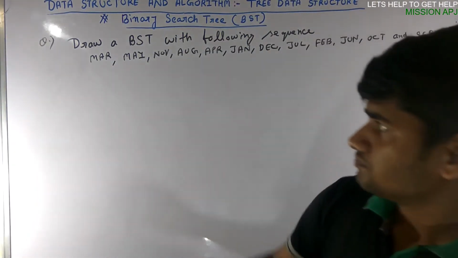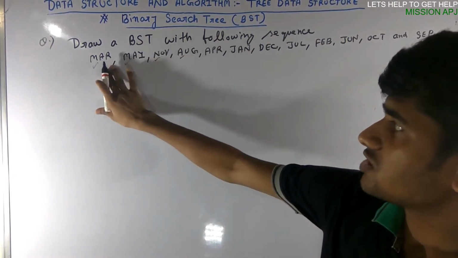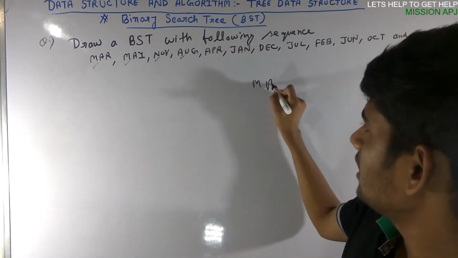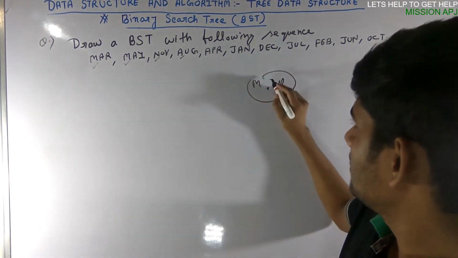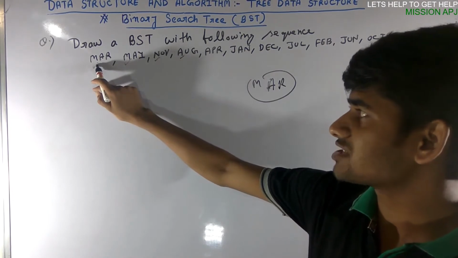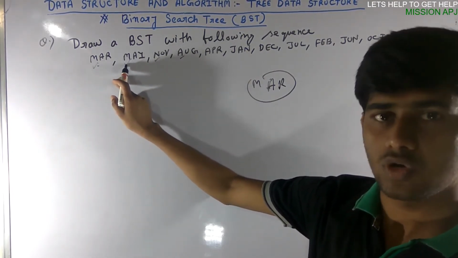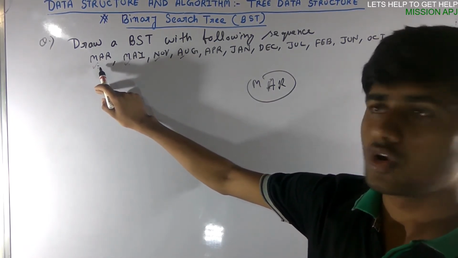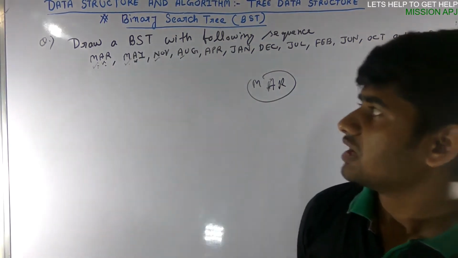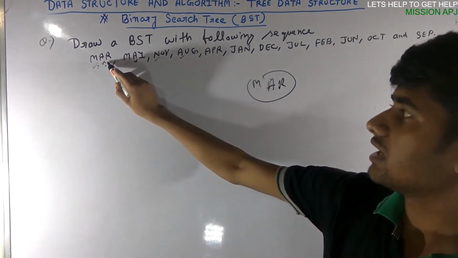So the idea is that first we will compare the first letter. Suppose I am constructing a tree and I start here with MAR, and then I need to insert MAY. So I will compare the first letter. M comes after M? No. M comes before M? No. So it's not working. So we will go for the next letter and compare A and A. Is A less than A? No. A greater than A? No. So we will go for R and Y.